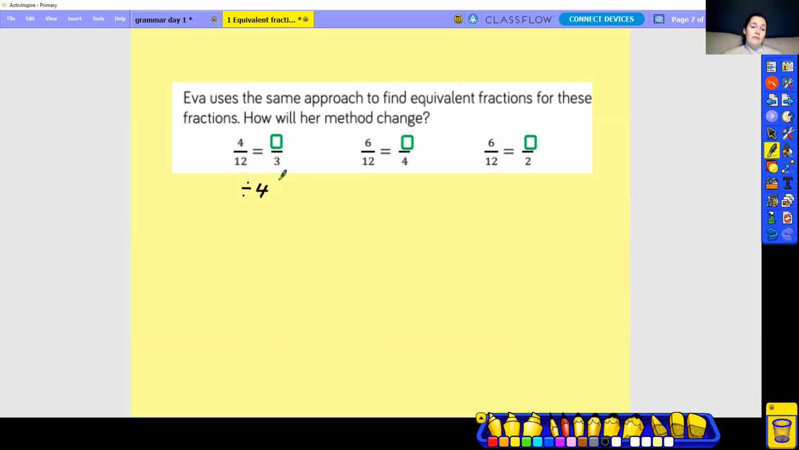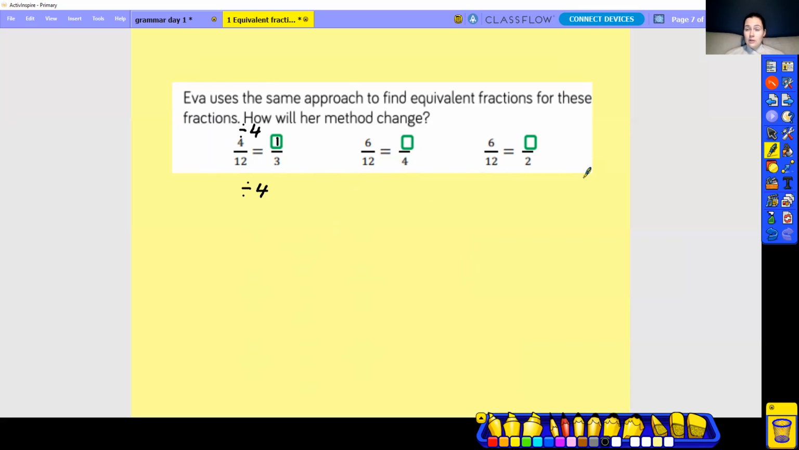So now let's think about the top one. Whatever we do to the denominator, remember, we must do to the numerator. So now we need to divide this one by 4. So 4 divided by 4 gives me 1. So that makes me 1/3. So you've got two other fractions here. I would like you to have a go at these. Could you please pause the video and have a little go at these two here.